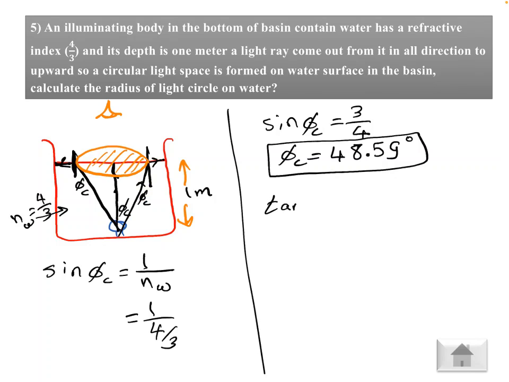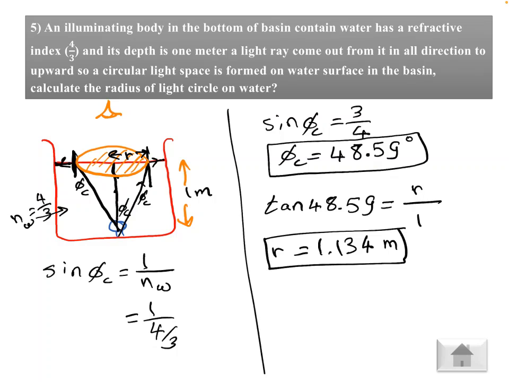Now tan 48.59 equals this angle. Tan of this angle equals opposite, which is the radius, over adjacent, which is 1 meter. This is the adjacent. Radius over 1. So R equals tan of the answer, which equals 1.134 meters. This is the rule of the critical angle, or the most popular problems.